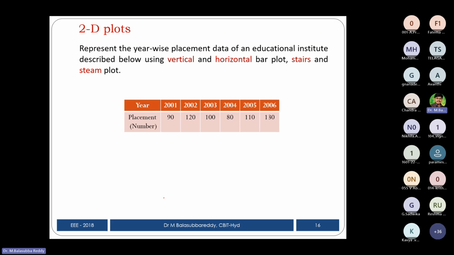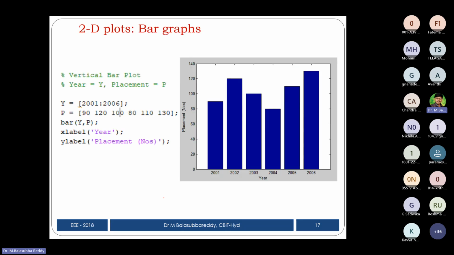So what is the pie chart observation here? Let us assume that 2001 to 2006 placement data is available, and I want to plot a pie chart. By seeing the pie chart itself, we can easily observe which year has more placement. In that case, we can easily identify. And a bar chart also you can make. I will show the pie chart as well.